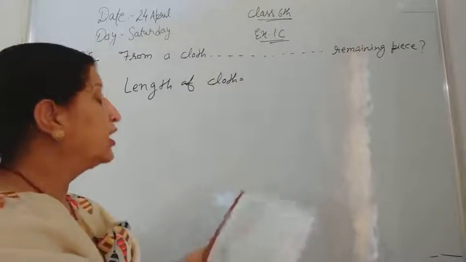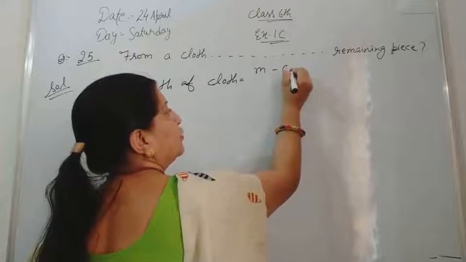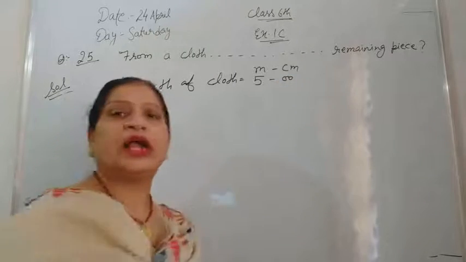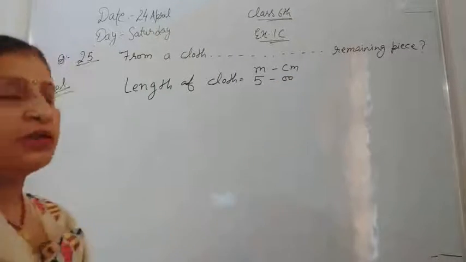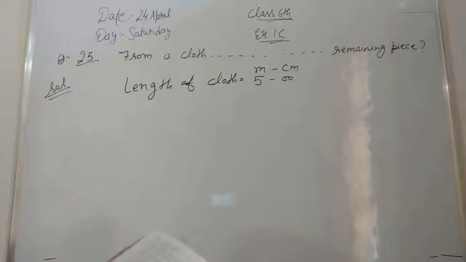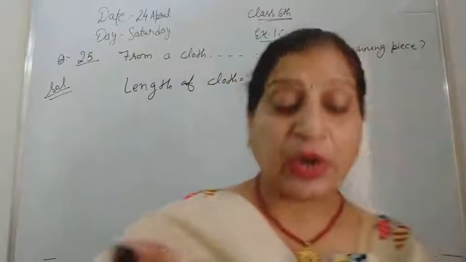And we know that meter is converted into centimeter. So we write 5 meter and write 500 at the place of centimeter, because 1 meter is equal to 100 centimeter. After that it is given that we have to cut a piece.